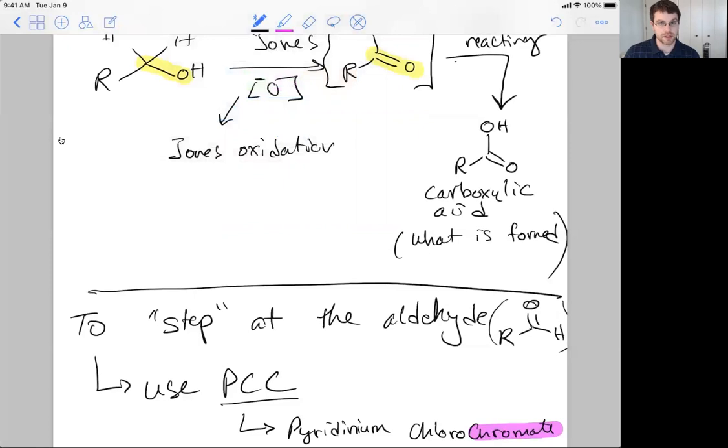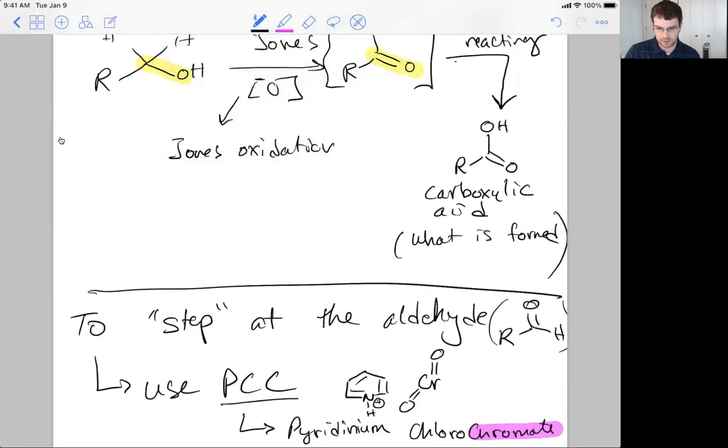However, what's different about this than the Jones conditions is that there isn't any water present. And as a result, we're actually able to stop the oxidation at the aldehyde. It's actually the water in the original Jones oxidations that facilitates the subsequent oxidation of the aldehyde to the carboxylic acid. That's chemistry for that particular event. The oxidation of an aldehyde to a carboxylic acid is a topic for organic chemistry two.